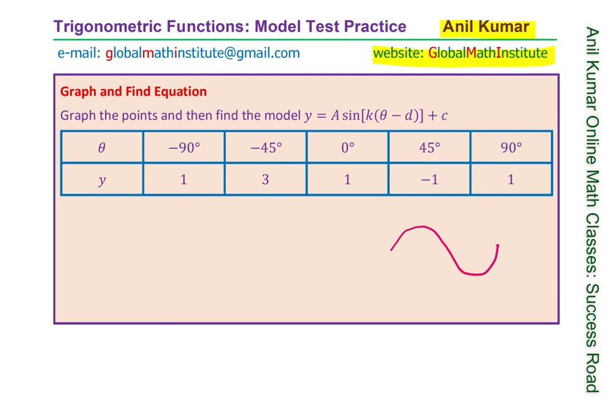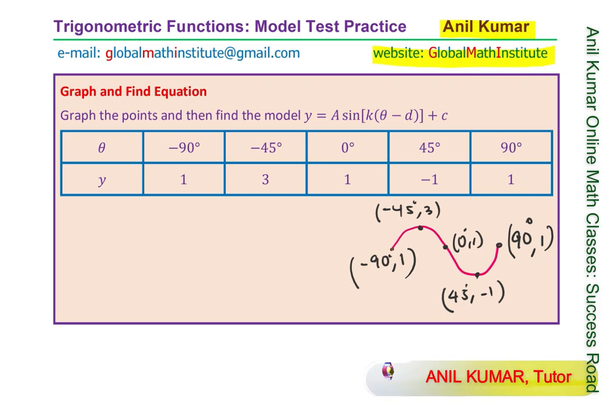As you can see, it starts with minus 90 degrees and 1. It goes to a maximum value at minus 45, and the value is 3, correct? Then it comes back to the average value at 0 and 1, and then goes to the minimum at 45 degrees, minus 3, and gets back at 90 degrees to 1. Makes sense, right? So in this particular case, the axis definitely is 1.